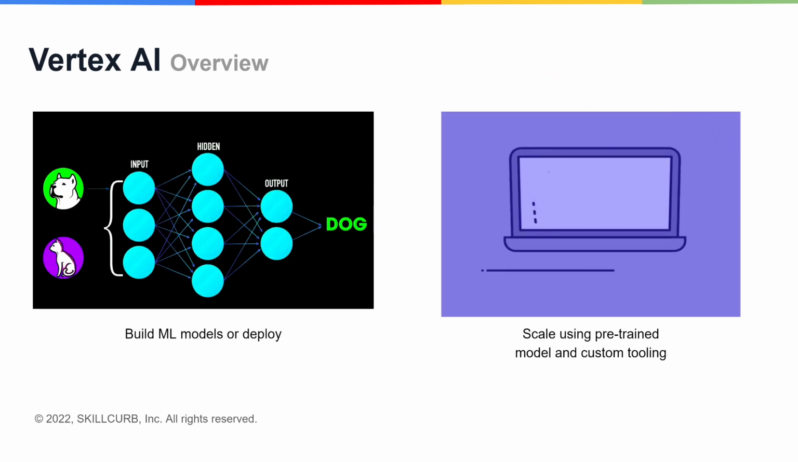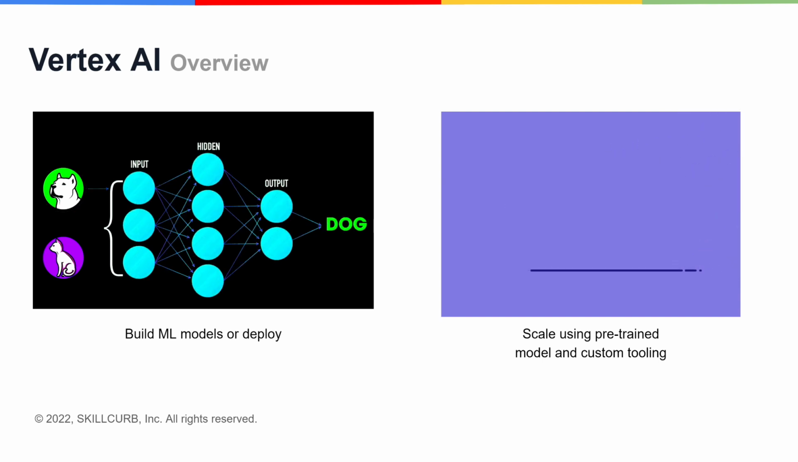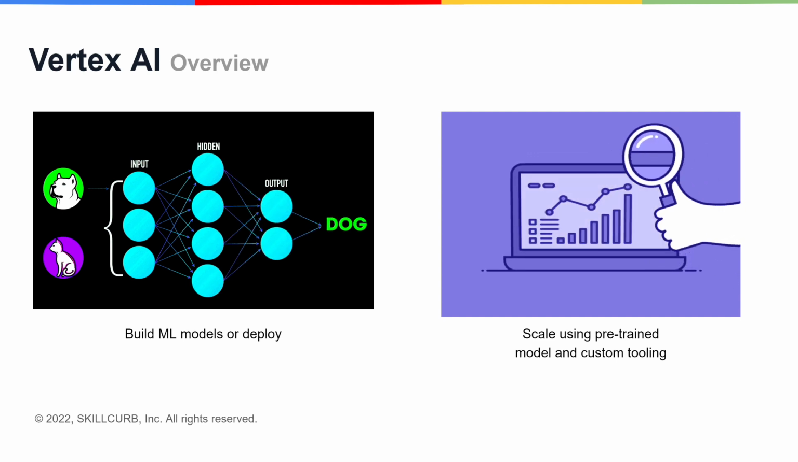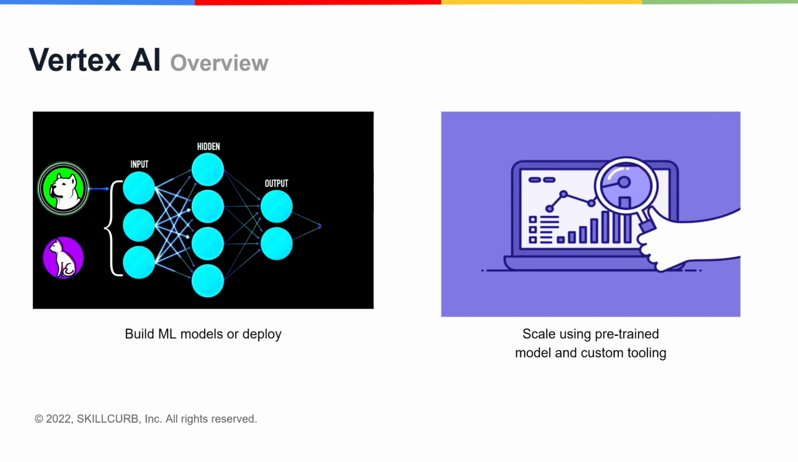With Vertex AI, you can build machine learning models or deploy and scale them easily using pre-trained and custom tooling. When you develop ML solutions on Vertex AI, you can leverage AutoML and other advanced machine learning components to greatly enhance productivity and scalability.